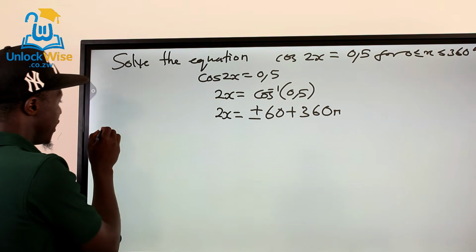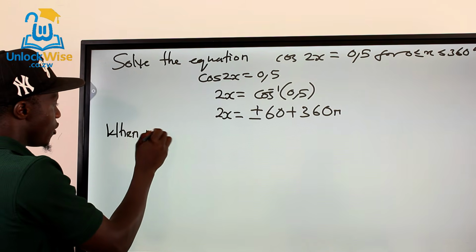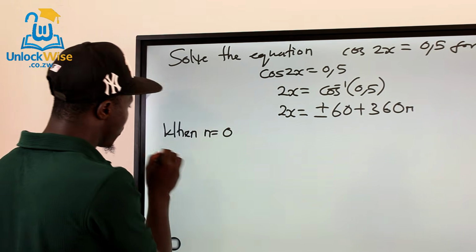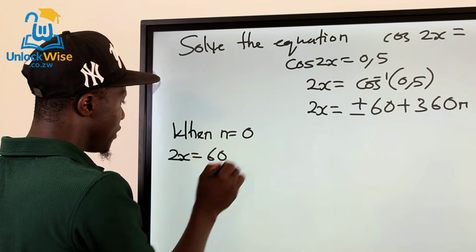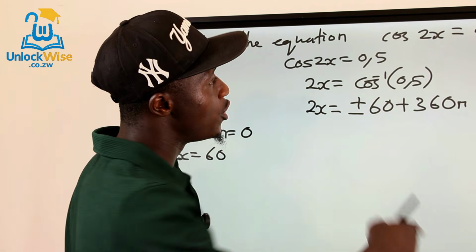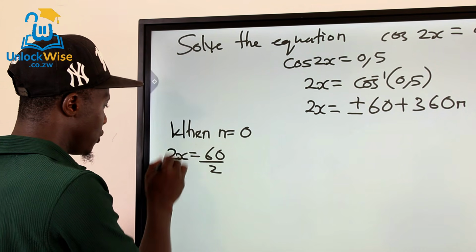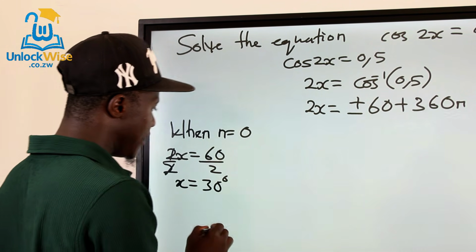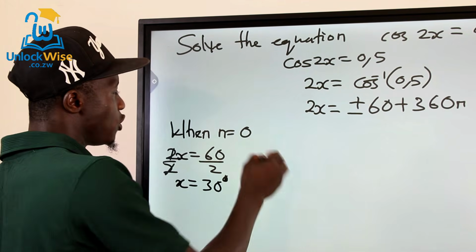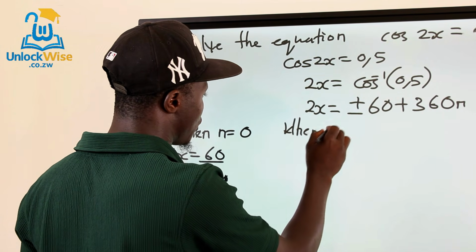Then now, we start by finding the values. So first of all, when n is equal to 0, 2x is equal to positive 60. Since our range is from 0 to 360 degrees, we divide by 2, then our x will be equal to 30 degrees. Then we move on to the next value, when n is equal to 1.